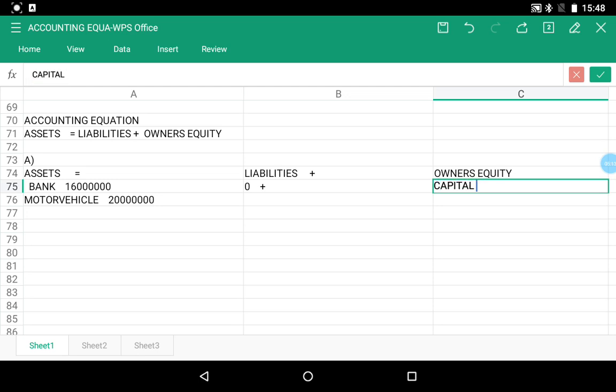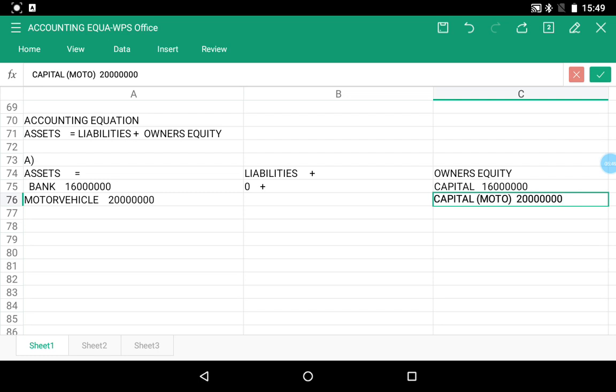The first one is the one of bank, which is 16 million, the one we have in cash, but it is in the bank. Then we have another capital. This is for the motor vehicle, 20 million. So that is our transaction part A.